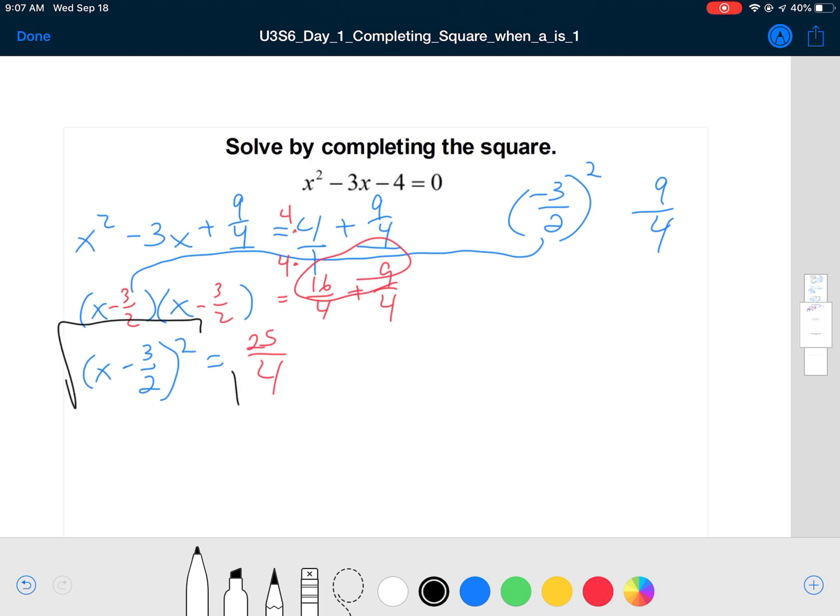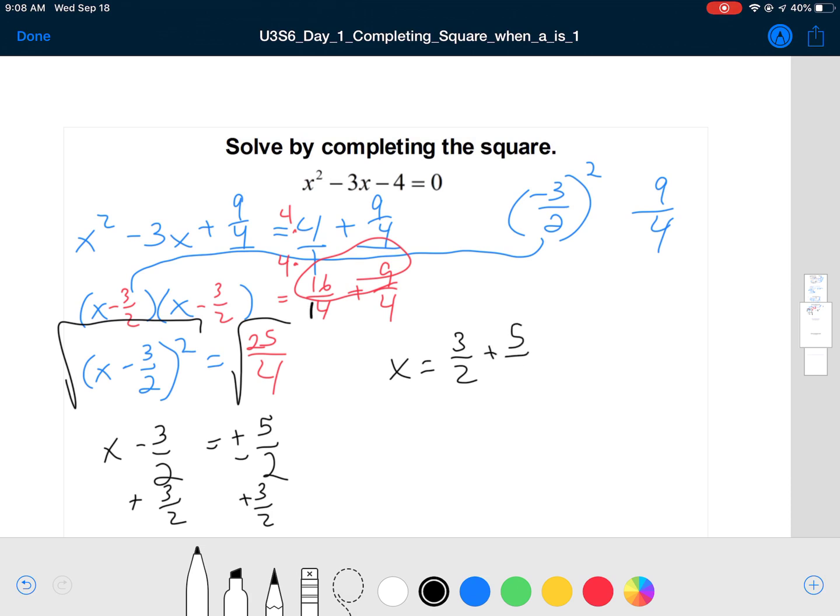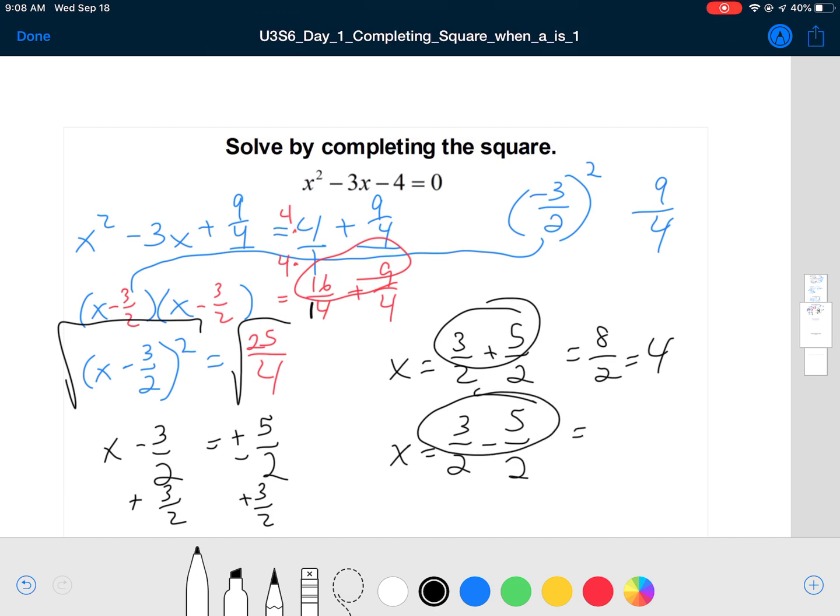And look what happens when I take the square root of that fraction. Square root of 25 is 5. Square root of 4 is 2. Add the 3 halves to both sides. And that gives me x equals 3 halves plus 5 over 2, and x is equal to 3 halves minus 5 over 2. So again, only add the top numbers, leave the bottoms. That's 8 over 2, 4. Subtract the two top numbers, negative 2 over 2, so negative 1. So there's your two answers.